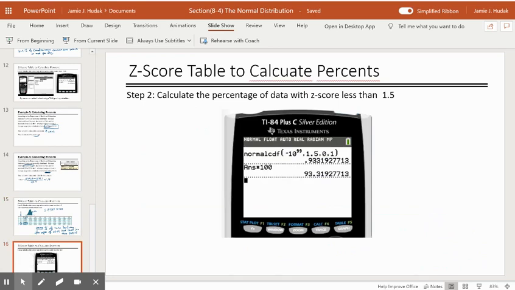And again, you can solve this with the calculator also. And you see that when you round to the hundreds place, you would get 93.32%. Just going through the numbers that we plugged into the calculator here. With the normal CDF, you always have to put a lower level and an upper level. So because our upper level was 1.5, our lower level has to be negative infinity. But we don't have a negative infinity button on our calculators, so we type negative 10 raised to the 99th power.